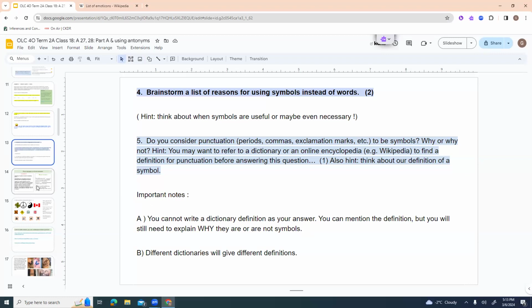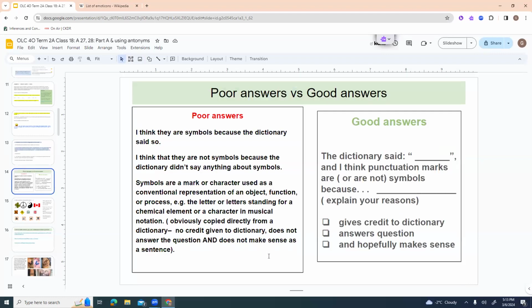Okay, what's your reasoning? So here's an example, poor answers versus good answers. I think they're symbols because the dictionary said so. Nope, that's not a very good answer. I want you to be thinking for yourself. I think that they are not symbols because the dictionary didn't say anything about symbols. Well, that's basically the same kind of thing. In both cases, you're just looking at an outside authority rather than reasoning about the definition.